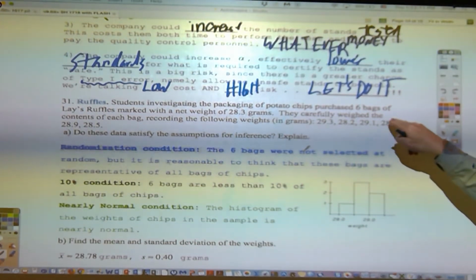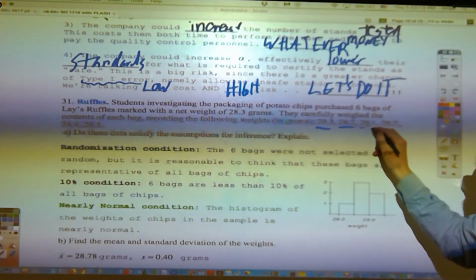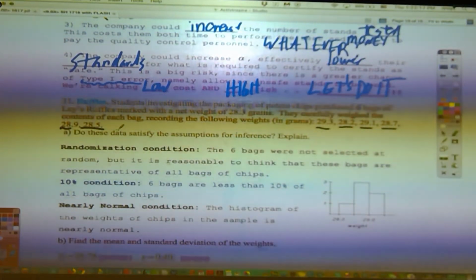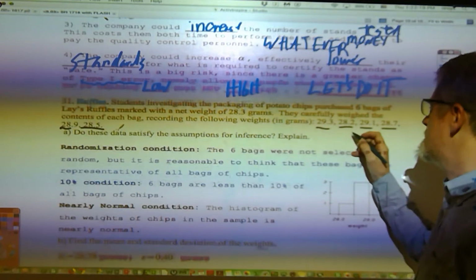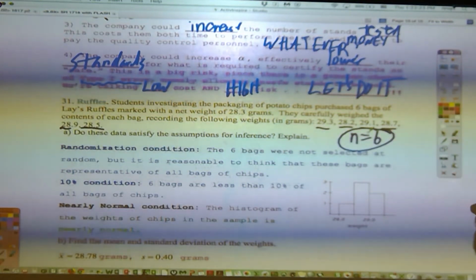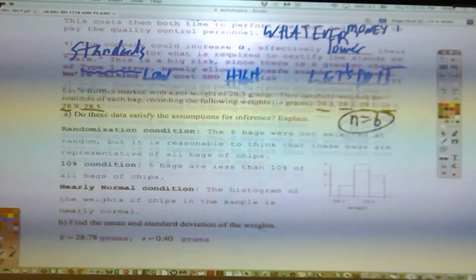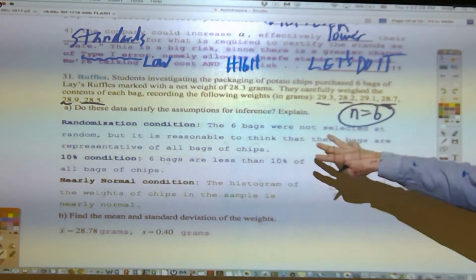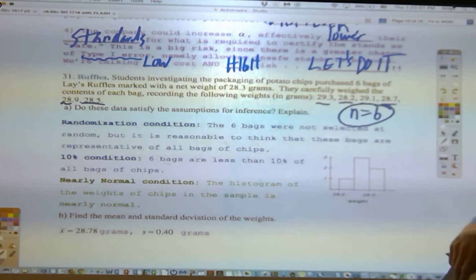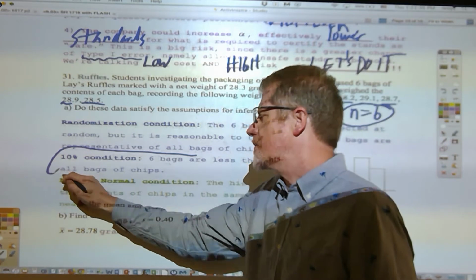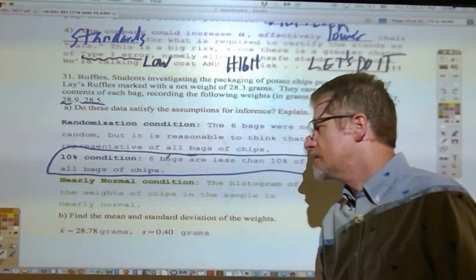We're going to carefully weigh the contents of each bag, and our sample size is very small. Just like William Gosset at the Guinness Beer Company often used small samples, we are using the sample size of n equals 6. 6 is less than 15, so this is a bona fide small sample. The randomization condition: these are randomly selected bags. 6 is less than 10%. They're not really going to check for this, but technically the 10% condition is passed.